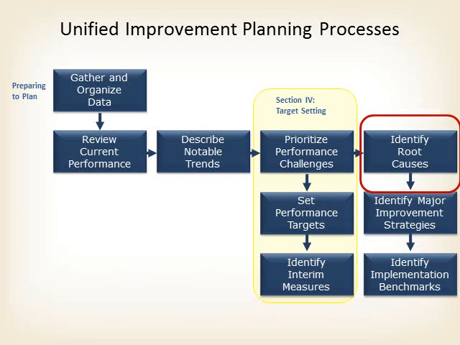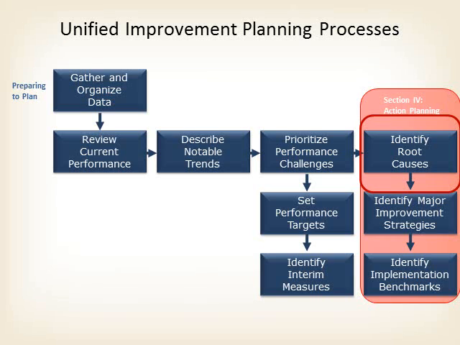The next major process and section of the improvement plan is focused on setting performance targets. Target setting includes setting annual performance targets for the next 2 years for each priority performance challenge. Then for each annual performance target, an interim measure or measures should be identified that will be monitored during the year.